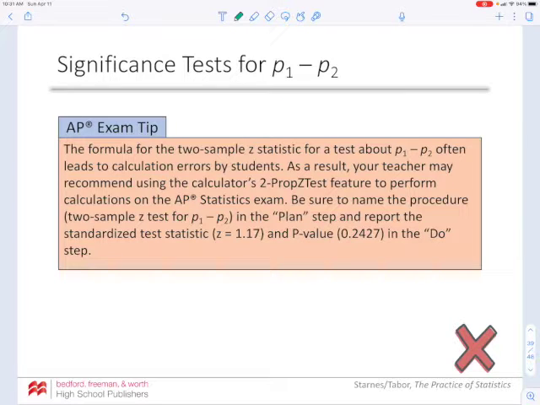The formula for the two-sample z statistic for a test about the difference of proportions often leads to calculation errors by students. As a result, your teacher may recommend using the calculator's two-prop z-test feature, which I will do a video on, to perform the calculations on the AP exam. Be sure to name the procedure. Remember to get full credit by using the calculator: you give the name of the test, you identify the test statistic, and you give the p-value. You must have all three of these parts on your paper in order to get full credit for using the calculator.